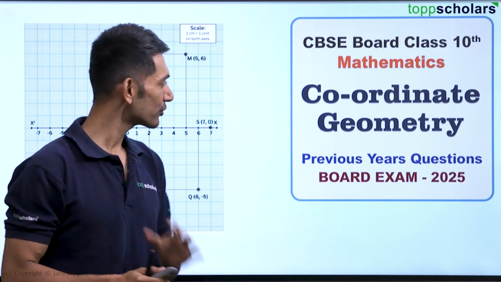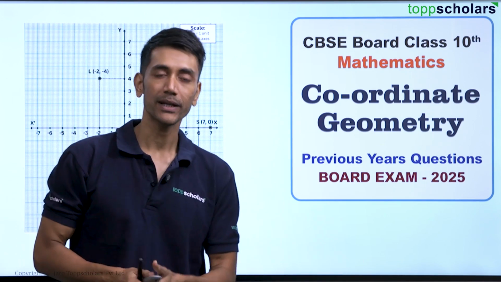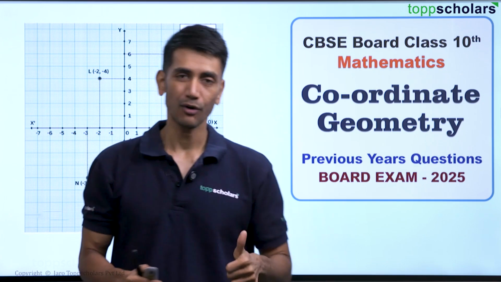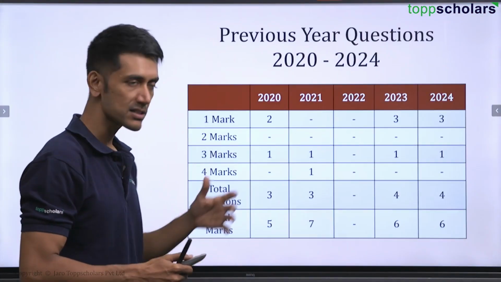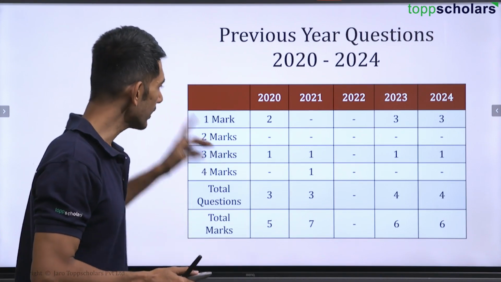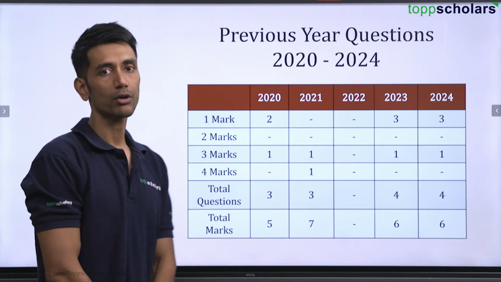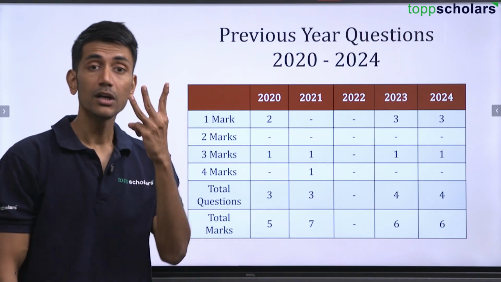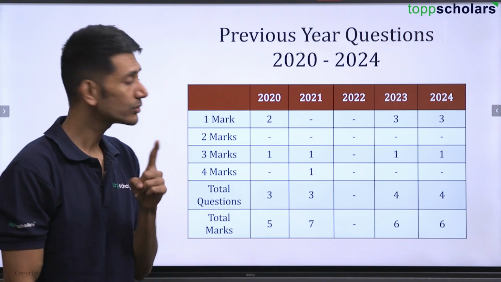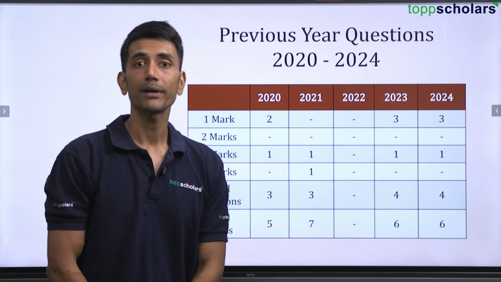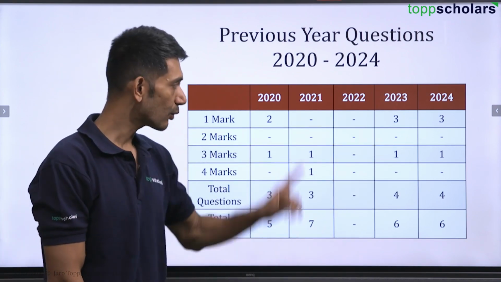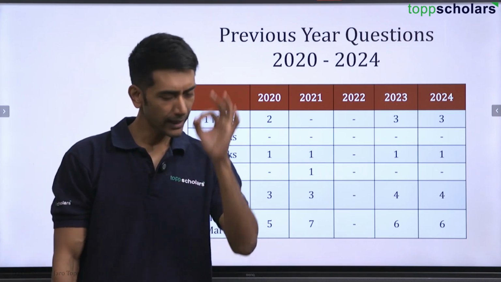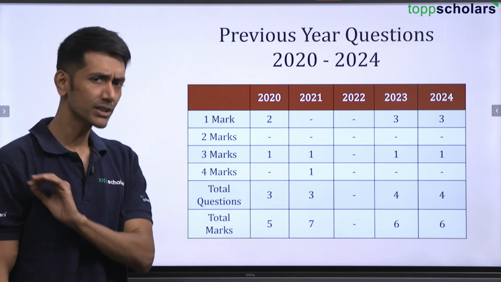In this session we are going to solve ample of problems based on coordinate geometry, especially based on distance formula. So let us try to understand how many questions were previously asked from this particular chapter. If you see, a 1 mark question is very important from this chapter because in 2023 as well as in 2024, 3 questions out of 20 questions were asked from coordinate geometry for 1 mark each. That means a 1 mark is definitely important, especially distance formula question is definitely going to be there.